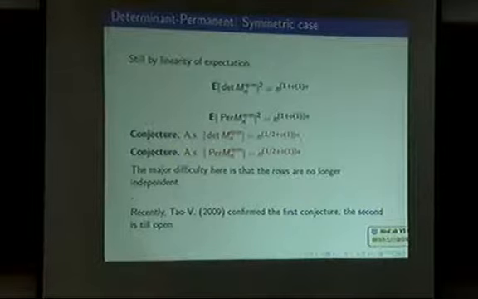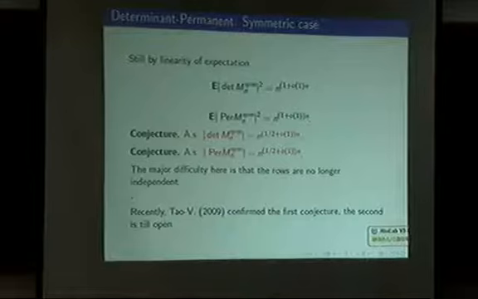So there are always two steps. First of all, you show that it's non-zero. Second, you show that it is this big. The third step is to have the limiting distribution.